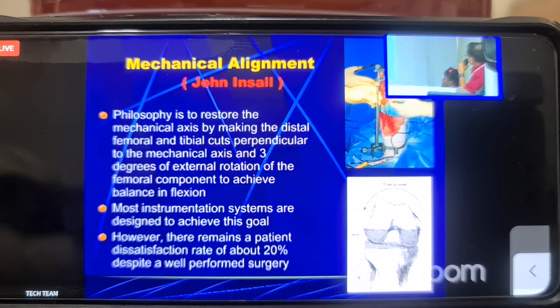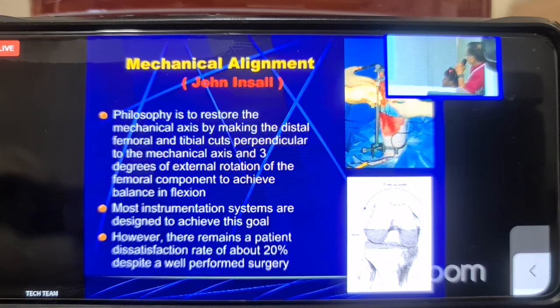So this is the jig to cut the tibia at 90 degrees to the vertical, and this is in flexion that you rotate the femoral cut externally to achieve this rectangular gap. So that's the rationale of the mechanical alignment.